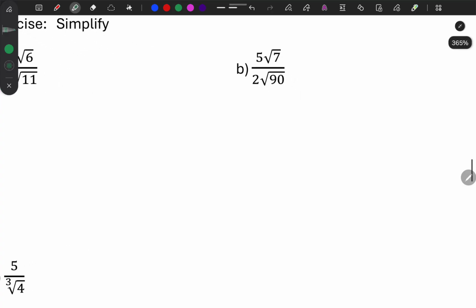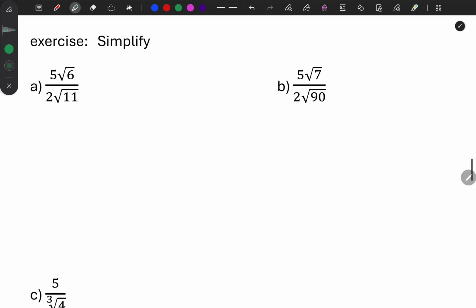All right, starting with A. For A, we want to look specifically at the denominator when we decide what we want to multiply by. We can also check our coefficients, but 5 over 2 isn't really going to reduce. So we'll just look at that root 11 in the denominator and multiply by the square root of 11 over the square root of 11. That way we're not changing its value, we're only multiplying by 1.